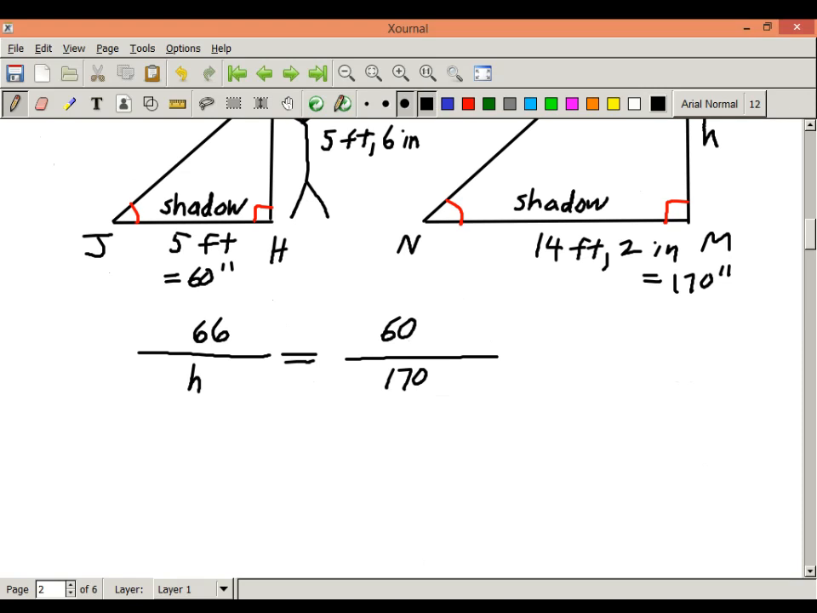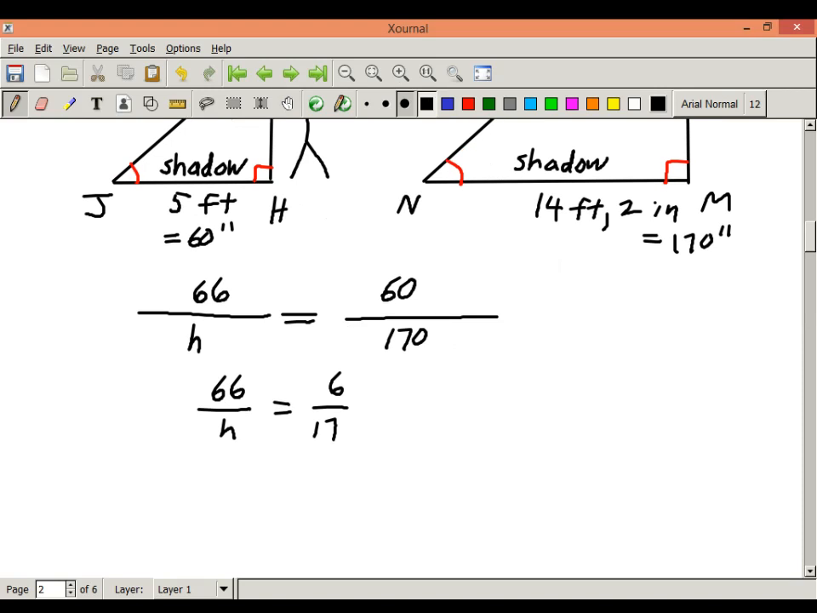So what I'm going to do is cross off some zeros here, so that gives us 66 over h equals 6 over 17. Before I cross multiply, that just makes the number smaller. So we got 6h equals 66 times 17, which is 1122, and divide by 6. So it's 187 inches now.